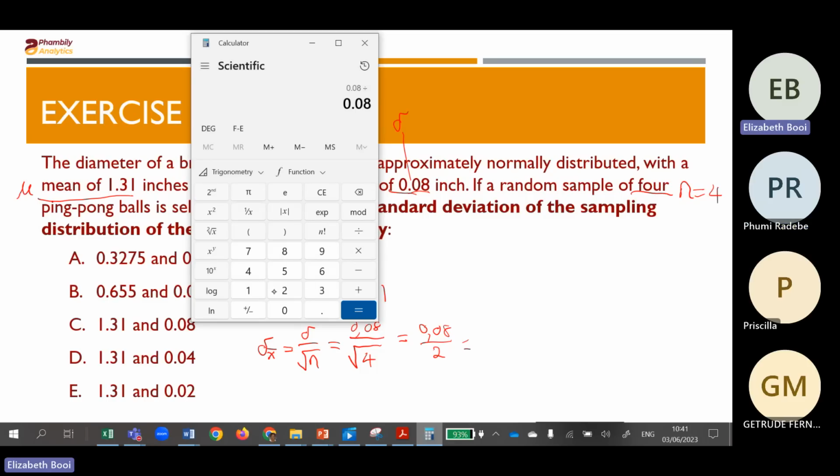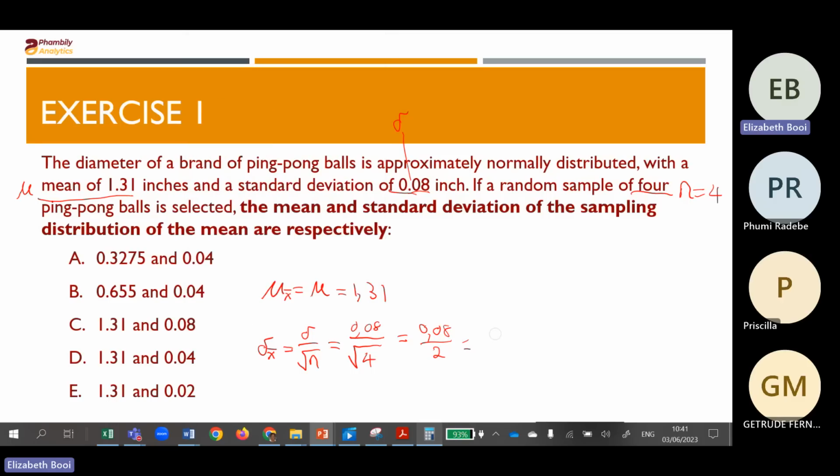0.04. Divide by 2 is 0.04. 0.04, which is option D.